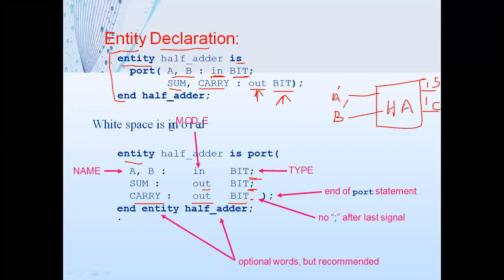Then, end entity half adder. Actually, they say it is optional, but in our practice, when we write VHDL code, we write the end with the entity name. Usually writing just end is also enough, but we will write it with the entity name so that we can easily identify the beginning and ending of each entity. So is it clear? Is my entity declaration understood?